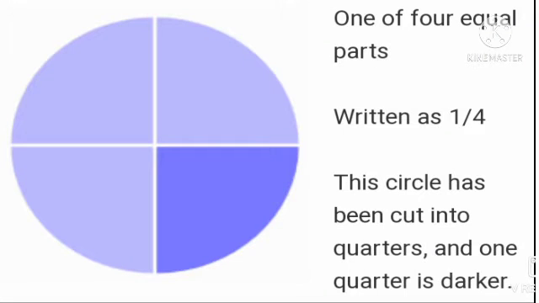1 of 4 equal parts is written as 1 by 4. This circle has been cut into quarters and 1 quarter is darker. Here, what is the fraction of the dark shaded portion? Yes, it is 1 over 4. 1 out of 4. 1 by 4. 1 by 4 can also be read as quarter. Quarter portion of a complete circle.